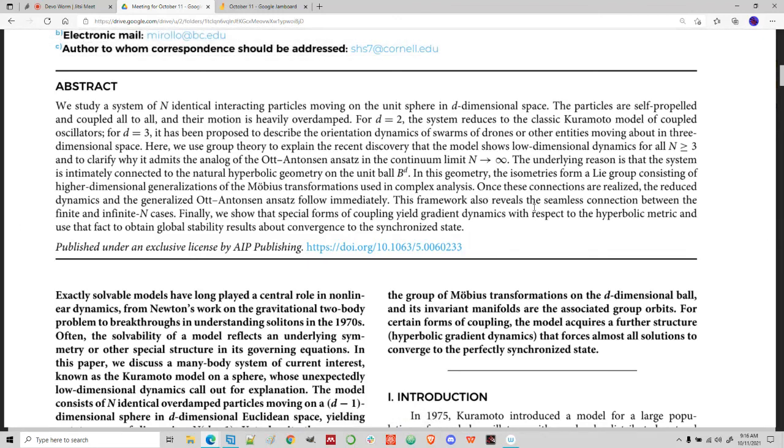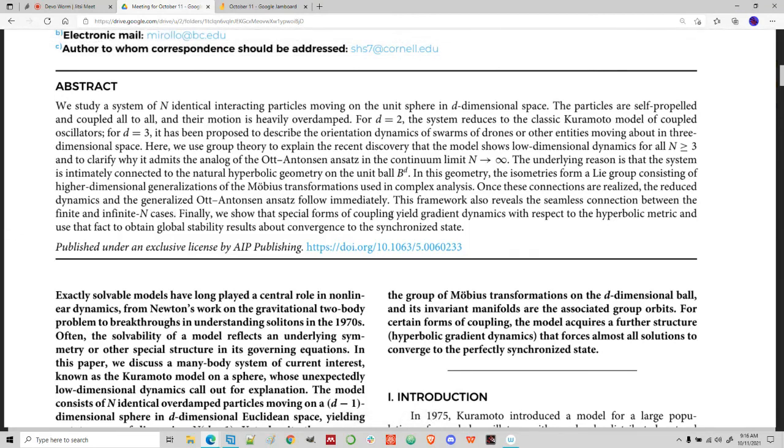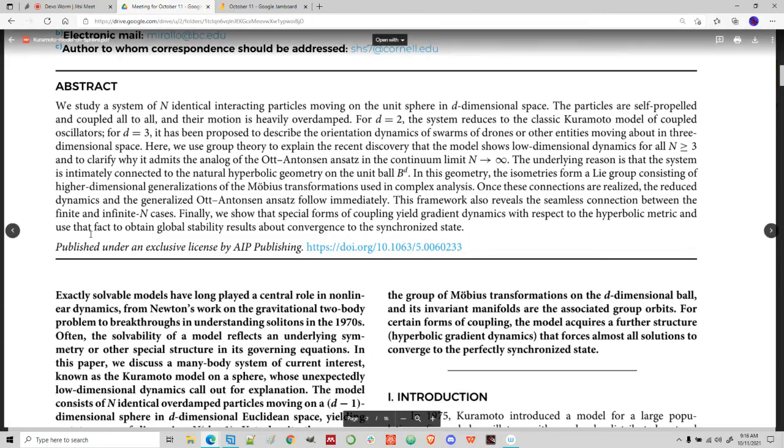This framework also reveals a seamless connection between the finite and infinite n cases. So finally, we show the special forms of coupling yield gradient dynamics with respect to the hyperbolic metric and obtain globally stable results about convergence of the synchronized state.